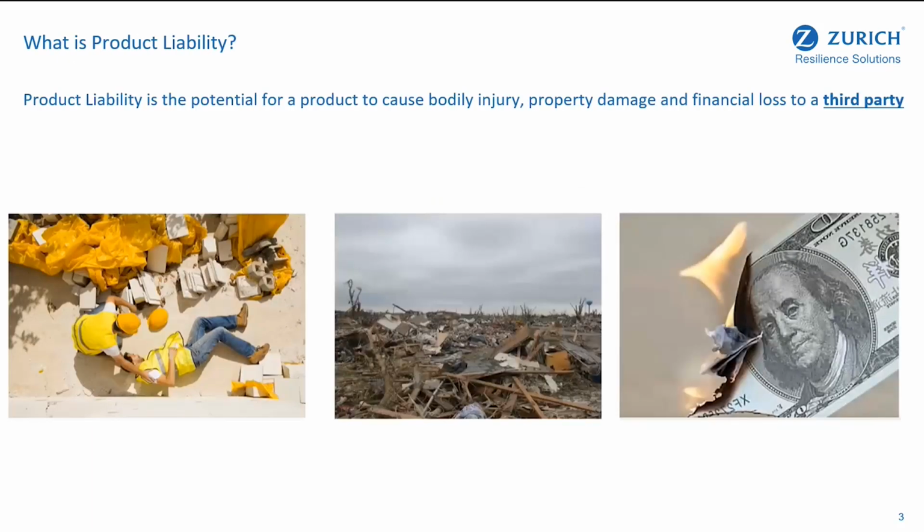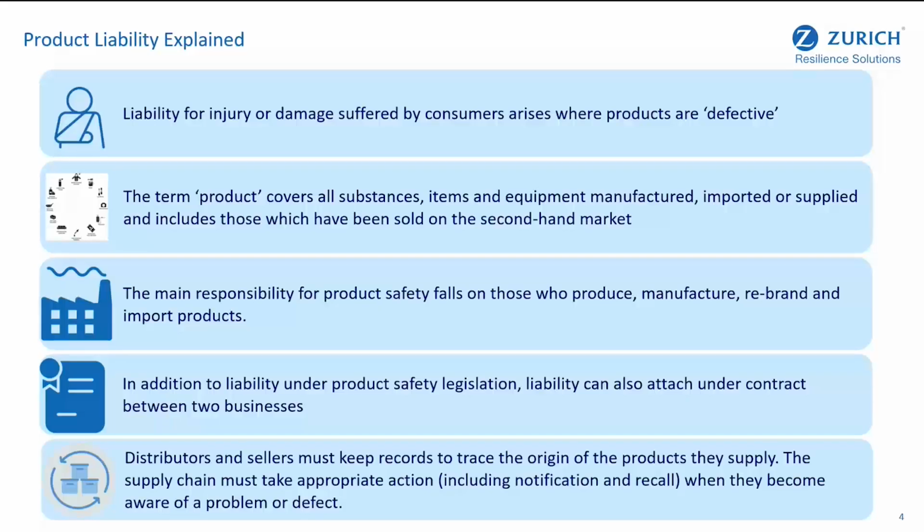So just to move into the definition from an insurance perspective, what is product liability? Product liability is the potential for a product to cause bodily harm, some form of property damage, or indeed cause a financial loss to a third party. Now, the most important thing to take away from this definition is the third party piece. And we'll look at an example that explains that in a little bit more detail. But ultimately, the risk is inherent from a third party perspective.